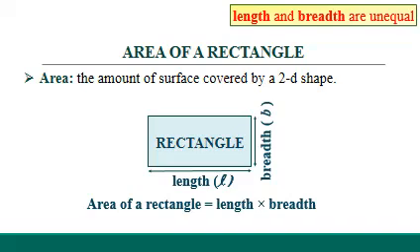Remember that in a rectangle, length and breadth are two different dimensions. They are different in measurement. They are unequal. So the area of a rectangle is equal to L multiplied by B. We can write it like this because L represents the length of a rectangle and B represents the breadth of a rectangle.